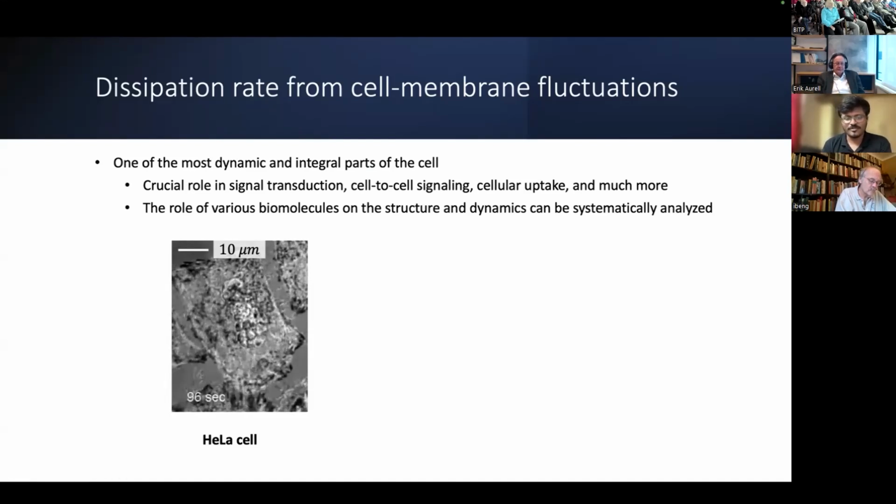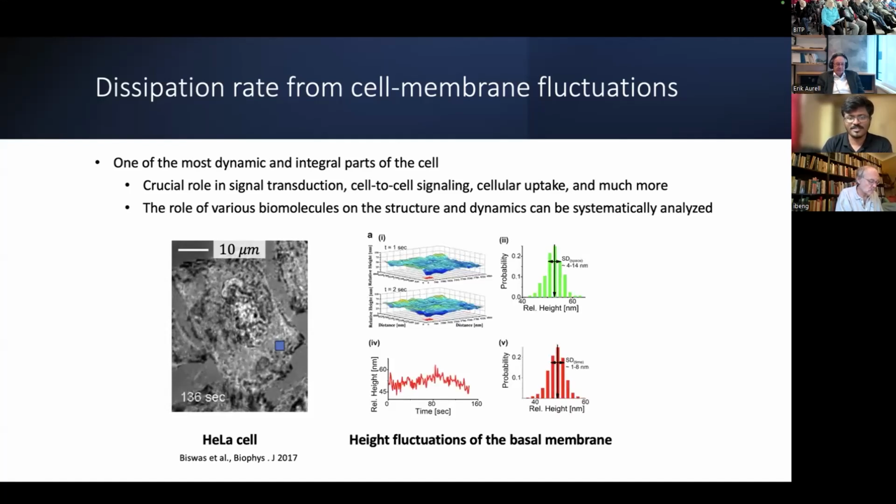And what you see in this movie is the height fluctuations of the membrane of the cell. So the flickering that you see is the change in the height fluctuations of the membrane of the cell. And here, we take this movie, and then there is a conversion factor that you have to use to convert the light intensity into the height of the membrane at that point.